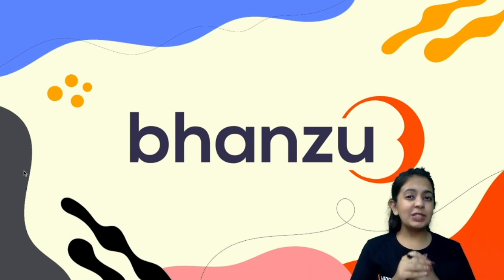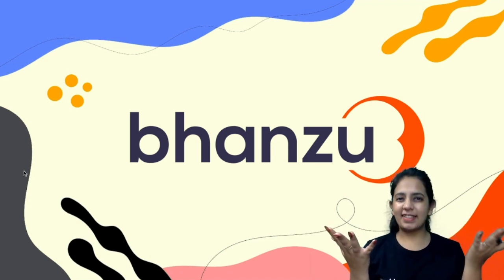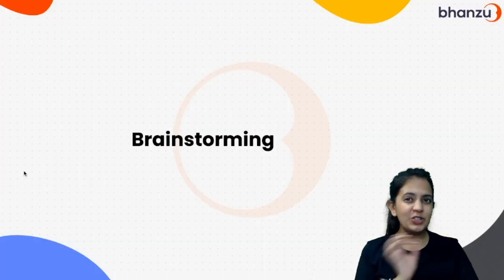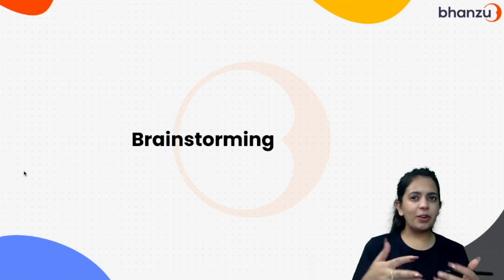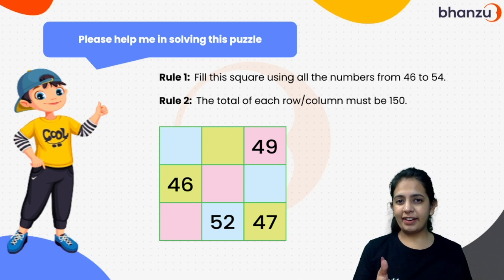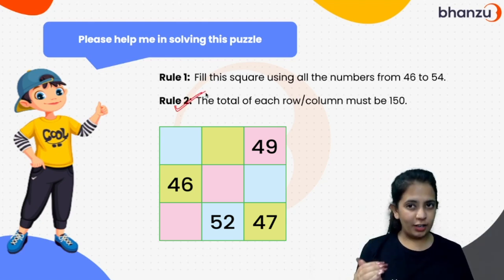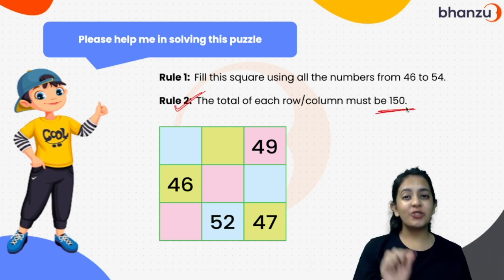Alright, in today's class, I have got something interesting for you. That is pattern in maths. So let me ask you a question very quickly because you're already a pro in finding out patterns. And the question is over here. Here's a square and some boxes in it are unfilled. So basically you have to fill these boxes using some numbers. And the rule over here is that the total of each row or each column must be 150.